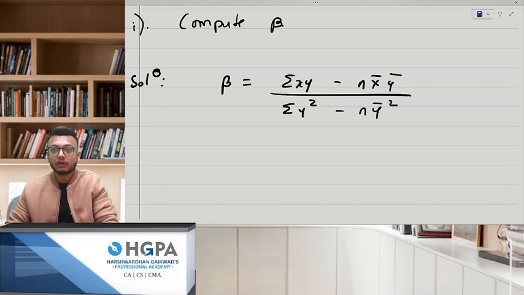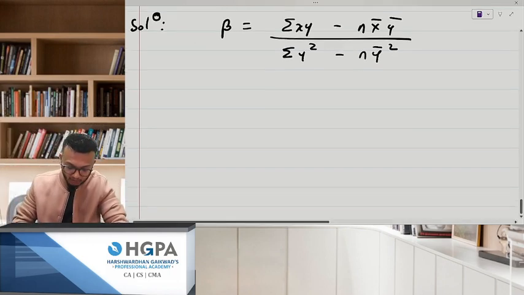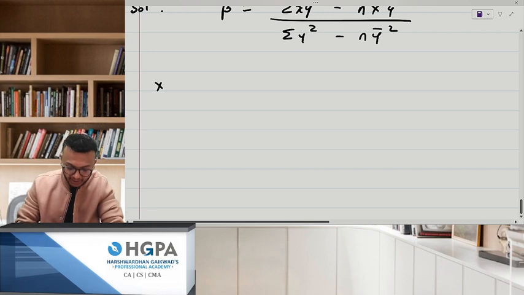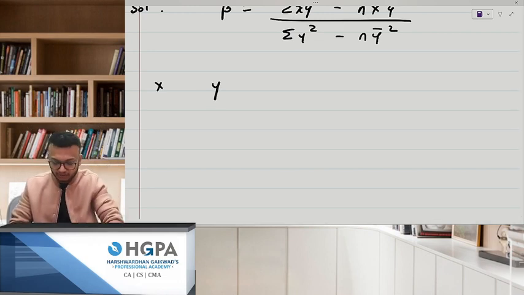What columns will you draw? Now see, one thing is very important: sir, here they have asked for a summation. That means I need to bring x and y multiplication in one column. Now see how I will start. First will be x, then y. Next I will do xy, because I need the summation of that.